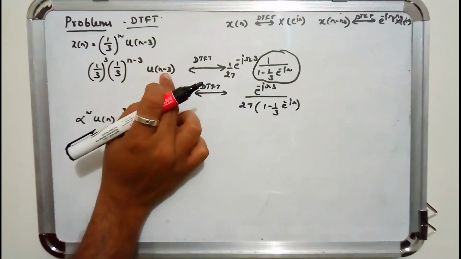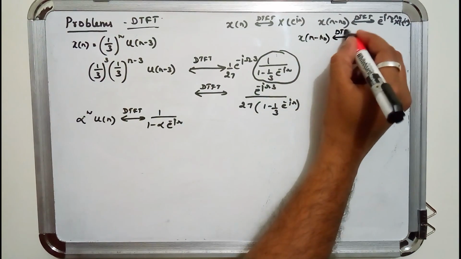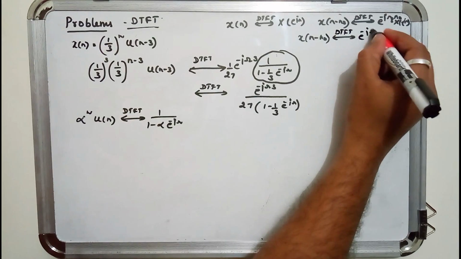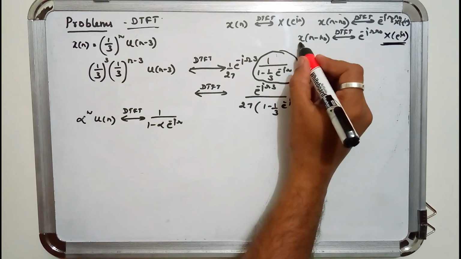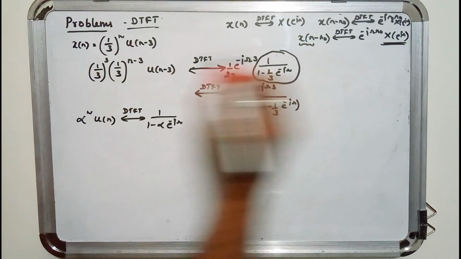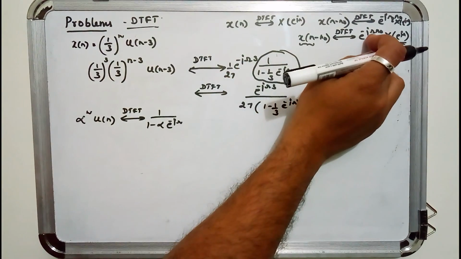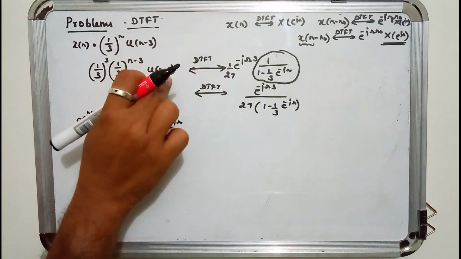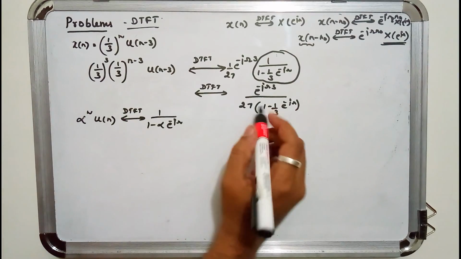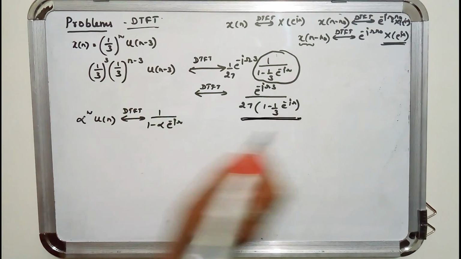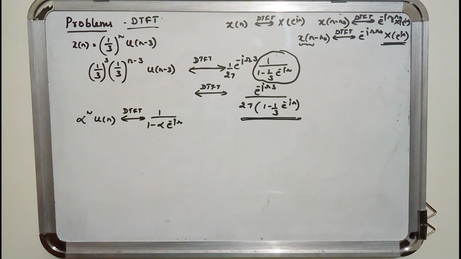Since you have a shifted version, x of n minus n naught forms a DTFT pair with e power minus j omega n naught into X of e power j omega. What is X of e power j omega? It is the discrete time Fourier transform of x of n. What is x of n? It is 1 by 3 power n u of n. So you get the shifted version, that is e power minus j omega n naught. N naught is the shift, which here is 3, into 1 by 3 power 3. So this is the final answer, which I get by using the property of DTFT in 2 steps instead of using the definition of DTFT.